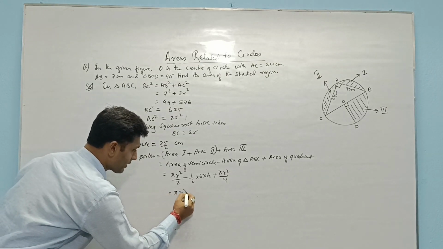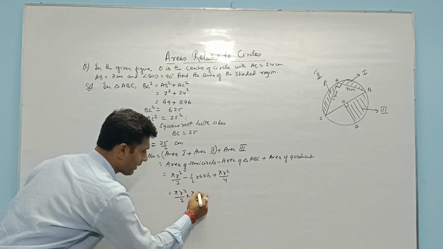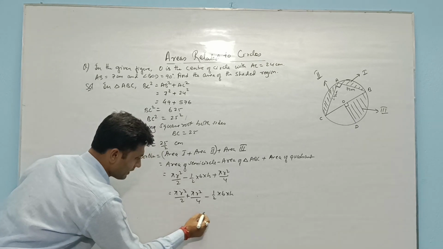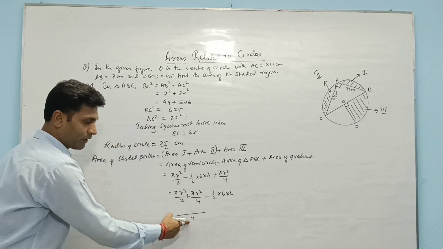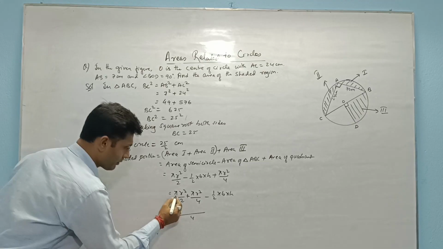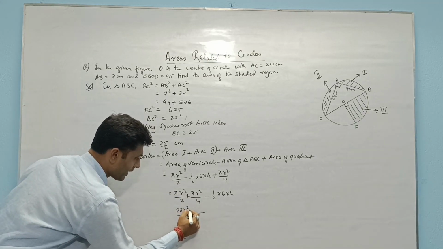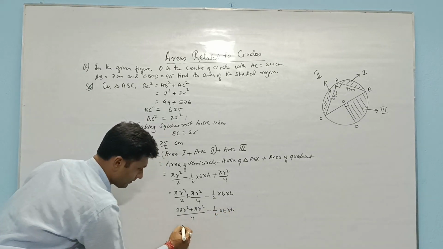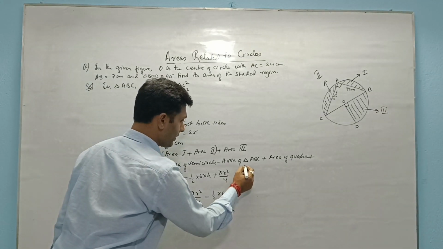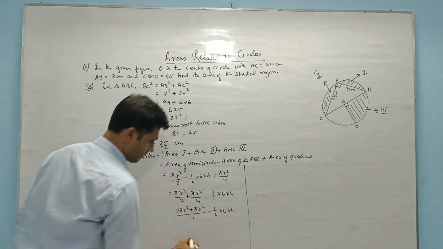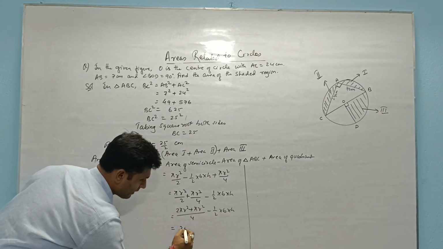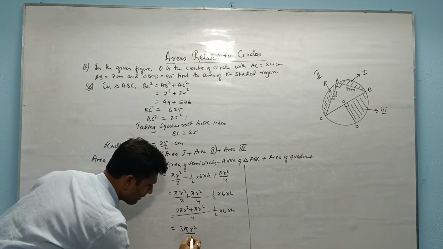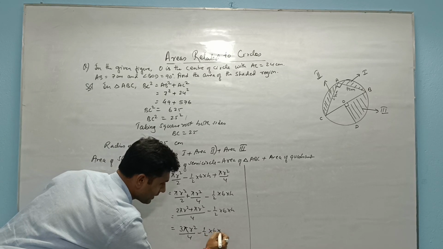This is pi r square by 2 plus pi r square by 4 minus half into base into height. The LCM is what? 4. 2 into 2 is 4. So this will be 2 pi r square plus pi r square minus half into base into height. Okay. One more step. This is 3 pi r square by 4 minus half into base into height.